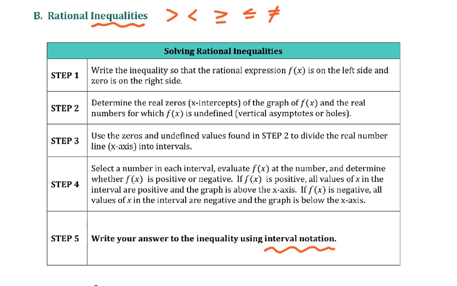So we've got a couple of steps here. We're going to write the inequality, so the rational expression is on the left side and 0 is on the right side. And this is important. We're always going to want f of x in some relation, whichever inequality we have, equal to 0 or in relation to 0.